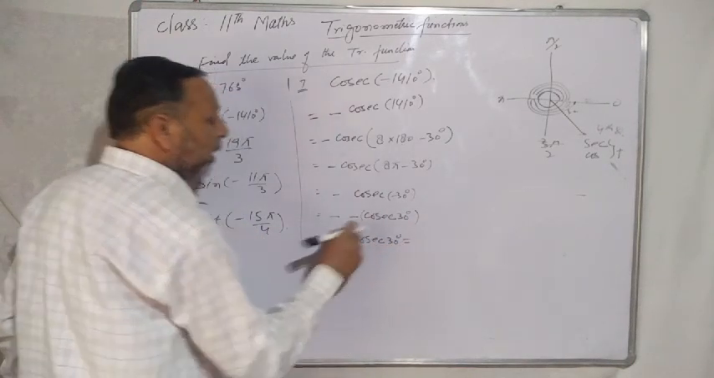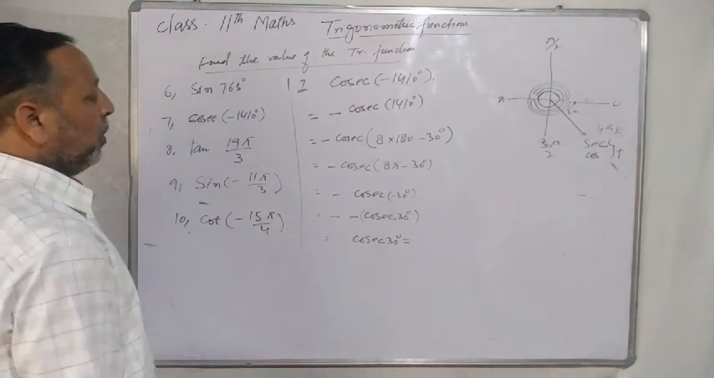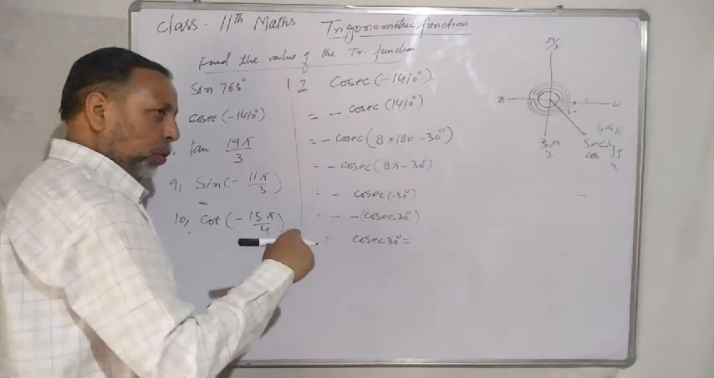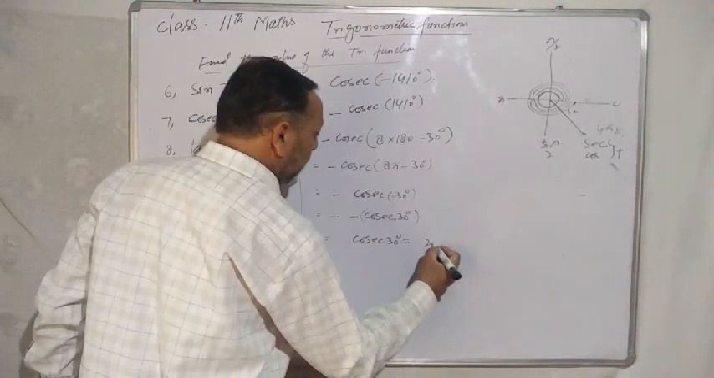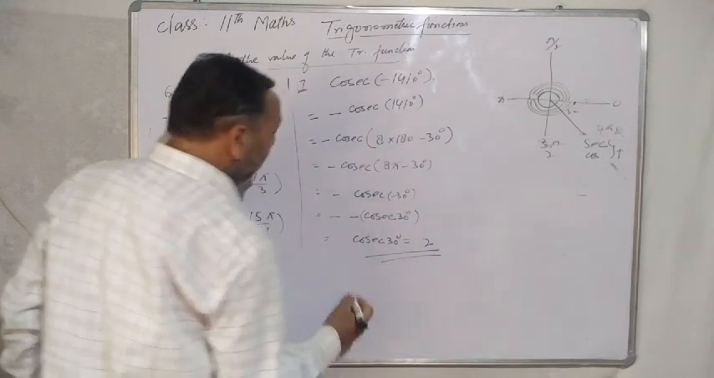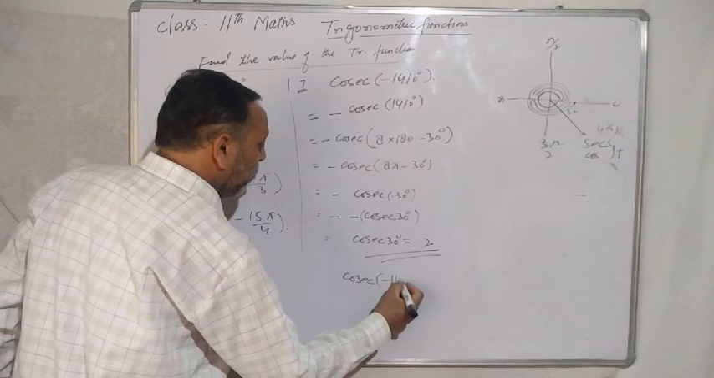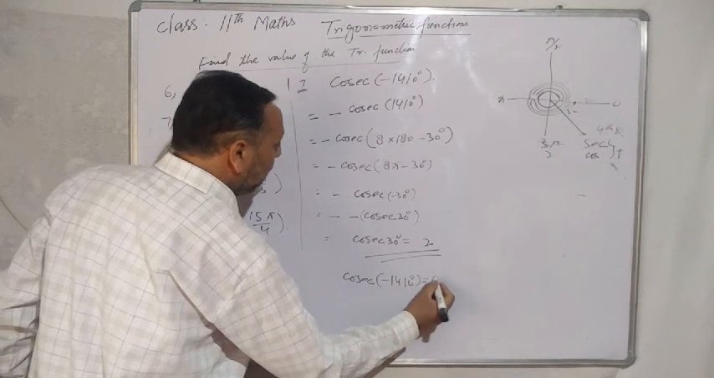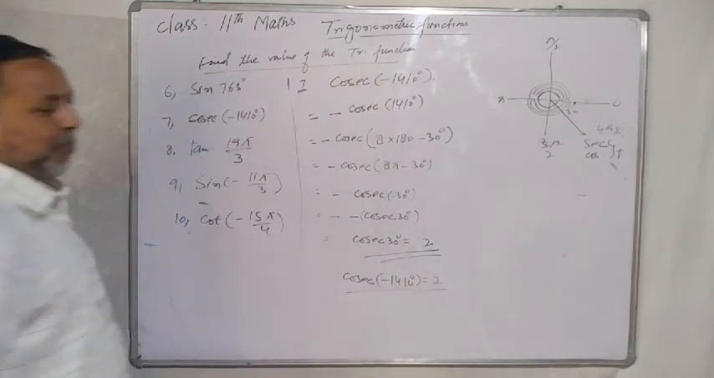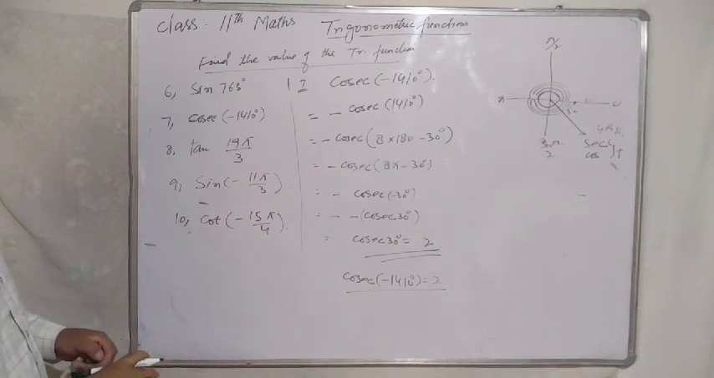And value of cosec 30, sin 30 is 1 by 2, cosec 30 is 2 by 1. It is cosec 30 is equal to 2. So that means cosec of minus 1410 is equal to 2. Pause the video and note it down. Let us move to question number 8.